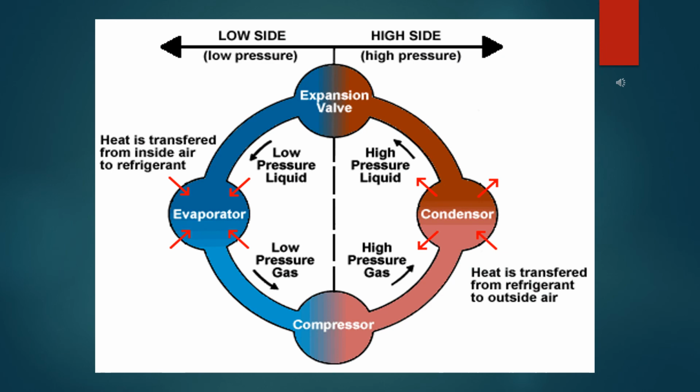This picture shows the high side, low side separation of refrigeration cycle. From exit of the compressor till the expansion valve, refrigerant remains with high pressure and high temperature, so that side part is called high side. From exit of expansion valve till the entry to compressor, refrigerant remains with low pressure and low temperature, so that part is called low side.